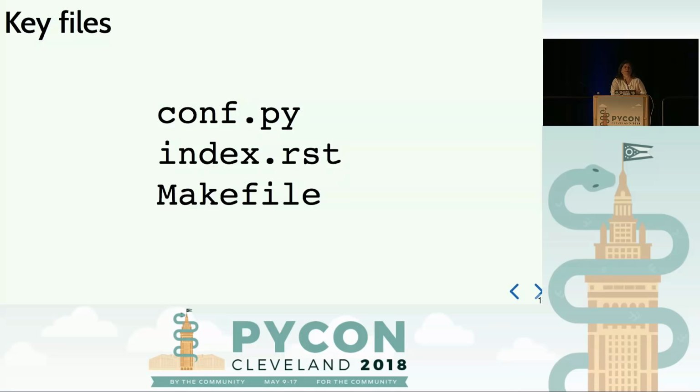What that quick start will do is it will build a scaffolding of documentation for you. And in that scaffolding of documentation, you will have three really important files. One is conf.py, which contains all the configuration and settings information for your documentation. Index.rest is a restructured text file that has your table of contents. It typically has a short paragraph of what your project does.